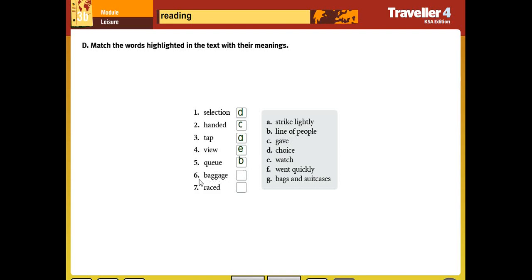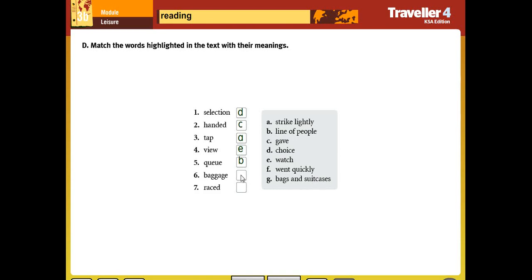Let's move to the next word. It's baggage. When you are traveling, you take some baggage with you. أمتعة. أغراض. With a traveler, baggage here means bags and suitcases. طيب bags معروف حقائب بشكل عام. طيب suitcases اللي هي حقائب السفر أو حقائب الملابس.